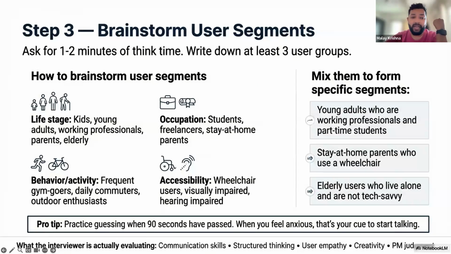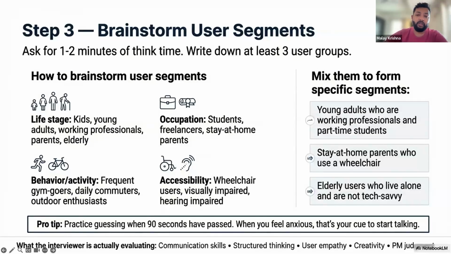The next step is to identify users. This is where you brainstorm user segments, and this is where the fun starts. First, ask the interviewer for a minute or two to take some time. You can say, "Hey, give me a minute to brainstorm some user segments." It's completely normal and expected. Use that time to write down three distinct user groups. Don't just segment by age ranges. That's a very common trap.